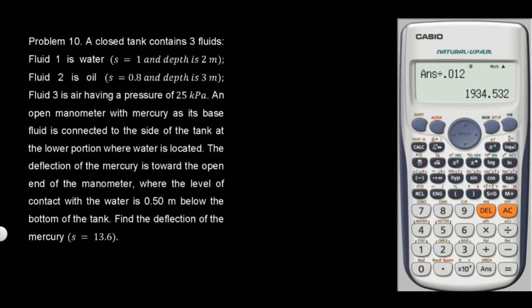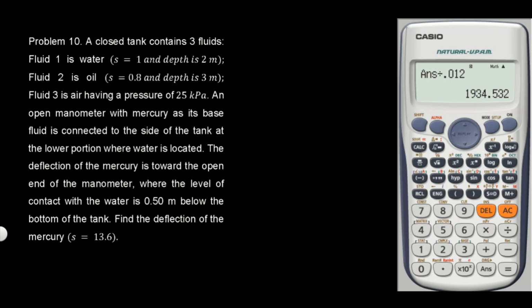Last number, problem 10. A closed tank contains 3 fluids. Fluid 1 is water, S equals 1, and depth is 2 meters. Fluid 2 is oil, S equals 0.8, and depth is 3 meters. Fluid 3 is air having a pressure of 25 kPa. An open manometer with mercury as its base fluid is connected to the side of the tank at the lower portion where water is located. The deflection of mercury is toward the open end of the manometer, where the level of contact with the water is 0.5 meter below the bottom of the tank.